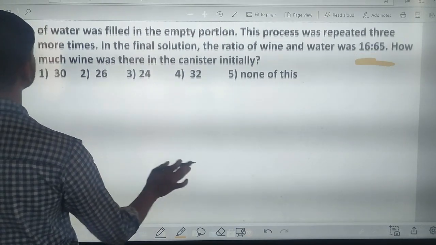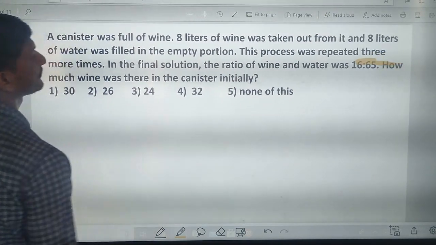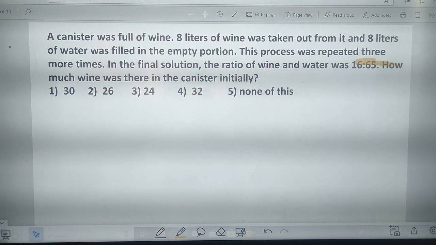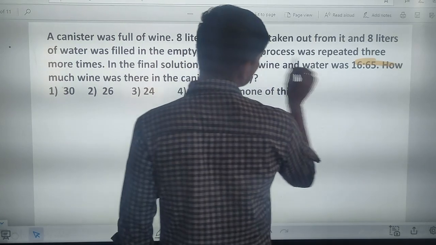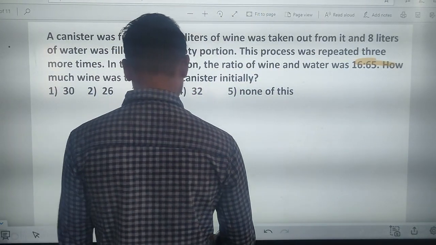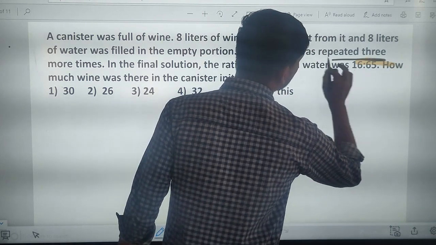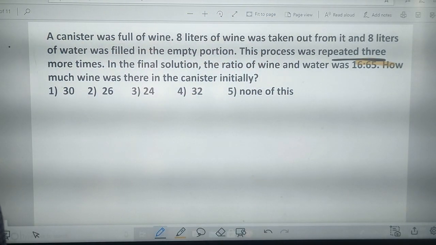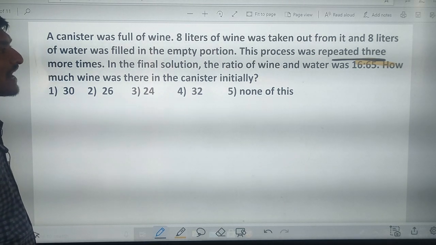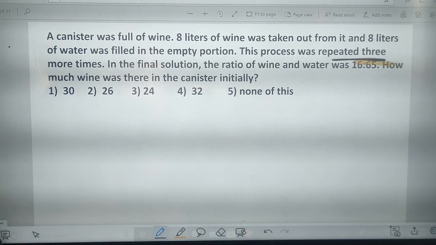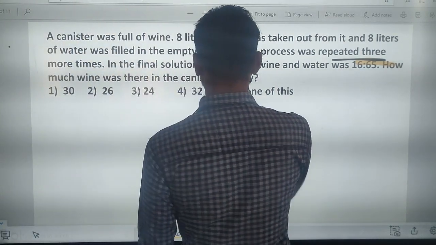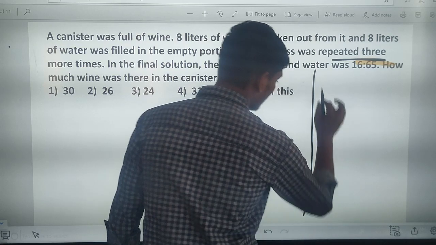Same here, 8 liter of wine was taken out from it and 8 liter of water was filled in the empty portion. This process was repeated 3 more times, that is, this process was done 4 times. In the final solution, the ratio of wine and water was 16 as to 65. How much wine was there in the canister initially?